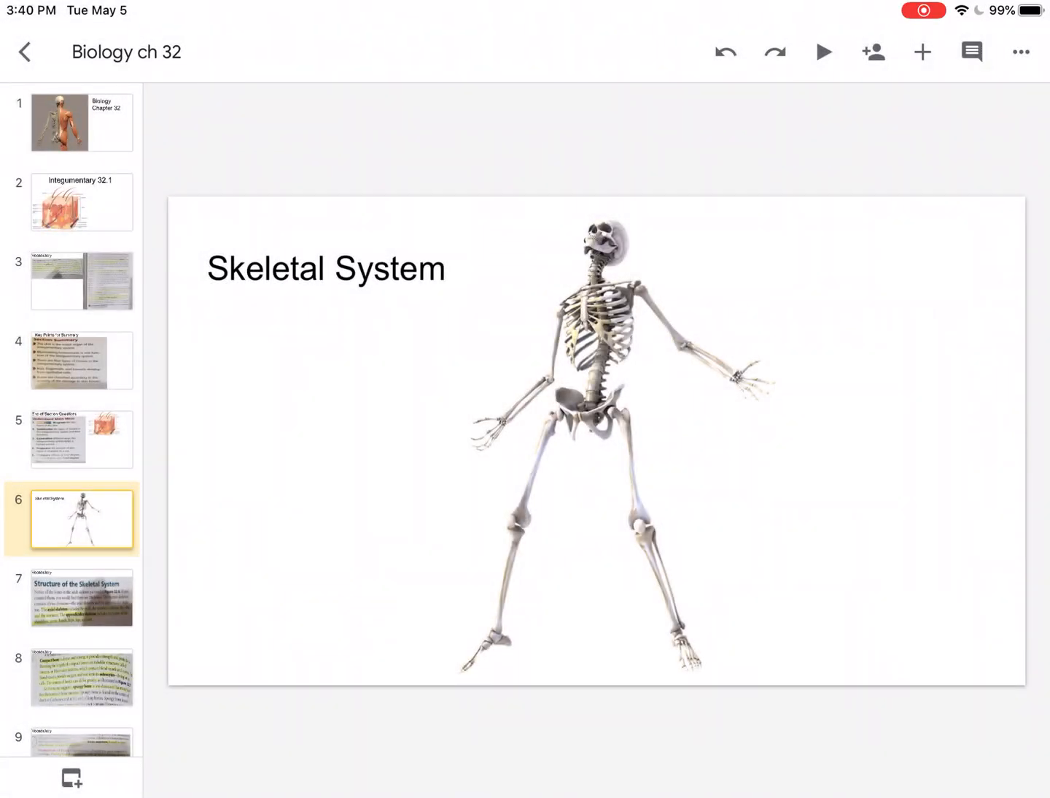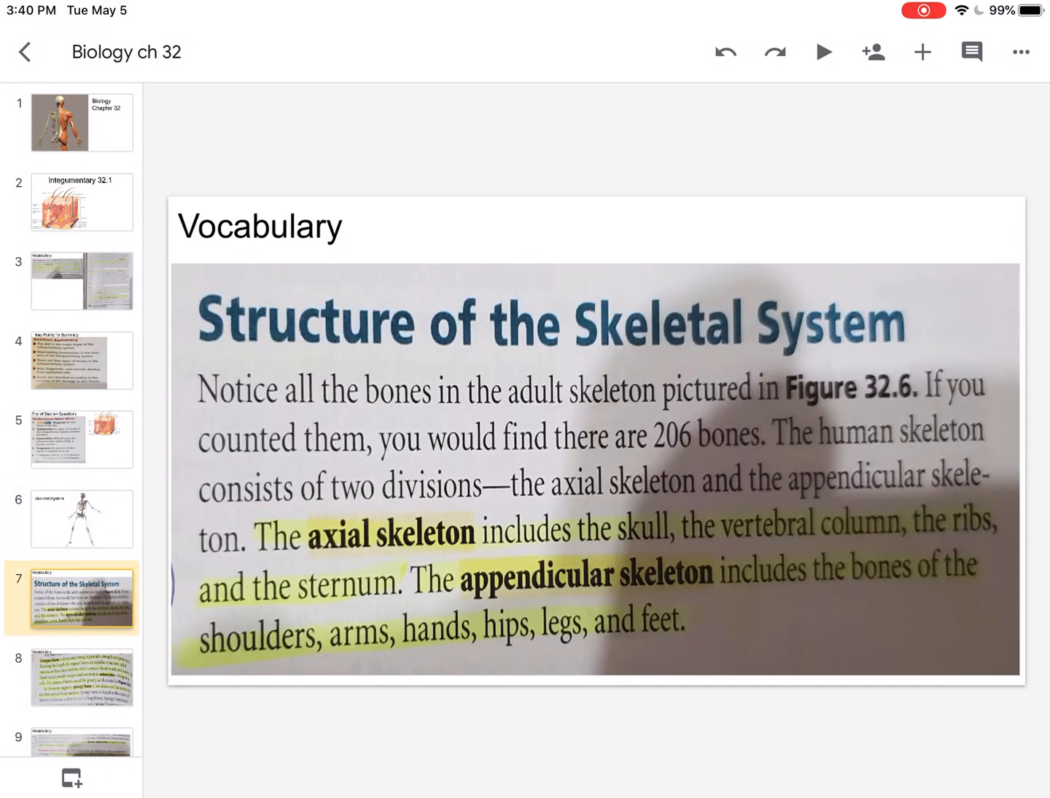Okay, guys, this is chapter 32.2, the skeletal system. Remember we're doing vocabulary, we're doing summary, and we're doing end of the section questions. Remember also that the vocabulary chart has been assigned to you in Google Classroom with the words in it already, and you just need to put the definition, put the vocab into Google, hit images, and copy and paste. Okay? All right, let's start.